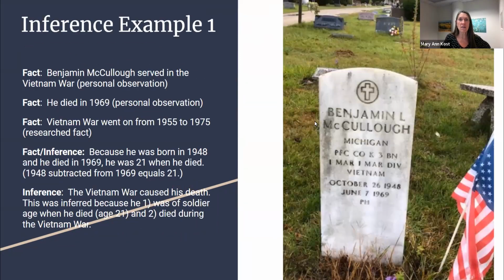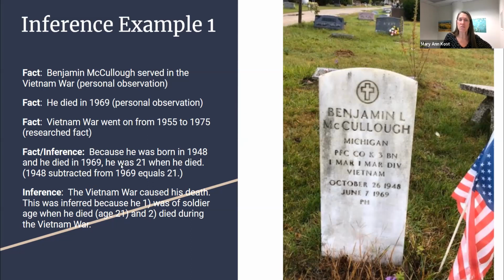And then you're going to look at this headstone and say, oh, okay, even if it didn't say Vietnam, you know that the Vietnam War occurred from 1955 to 1975, because that's what the internet said. You're going to find that out. So the fact is that the Vietnam War went on from 1955 to 1975. We also have a fact that he died in 1969. Well, there we go. It's a fact because we're looking at it. He served in the Vietnam War. That is a fact, which is right here because it says so. So we are looking at it.